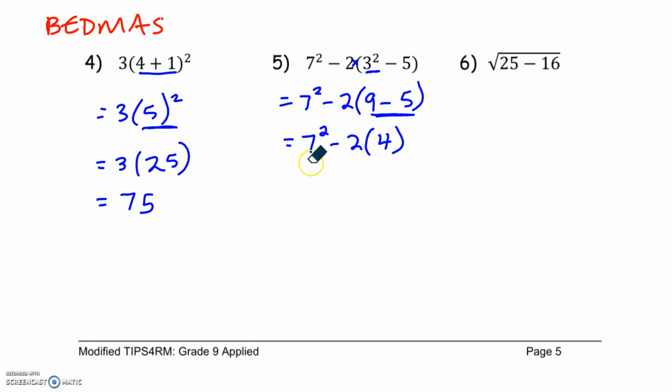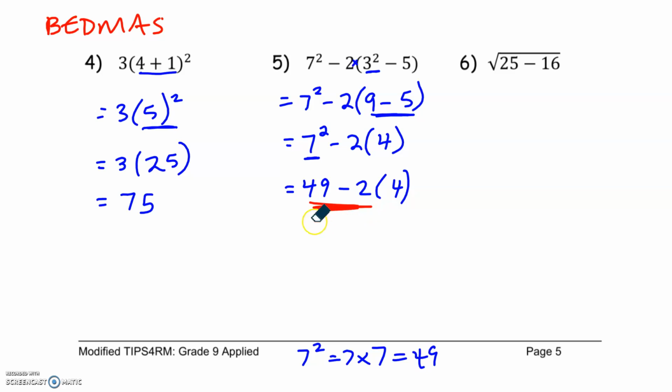All right, now I have to do my exponent next. So 7 squared, remember, is 7 times 7. I'll just write it down here so we remember, which is 49. So I'll write 49 minus 2 times 4. Now again, some of you might be tempted to do 49 minus 2, but that's the wrong step. That's subtract, and I have to do the times first. So let's go ahead and we'll, whoops, went too far. Let's do that times first. So I'm going to write 49 minus 2 times 4, the answer is 8. And now I can subtract: 49 minus 8 is 41.